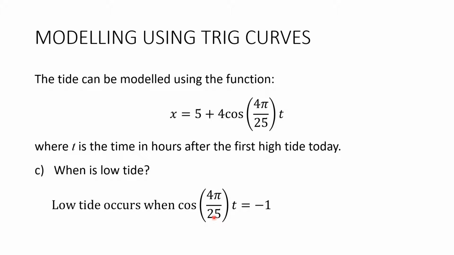So if we want to solve this, we need to think about when is cos, the normal cos, equal to -1. I always draw just a quick graph. So here's cos here, and it's hitting -1 here at pi.